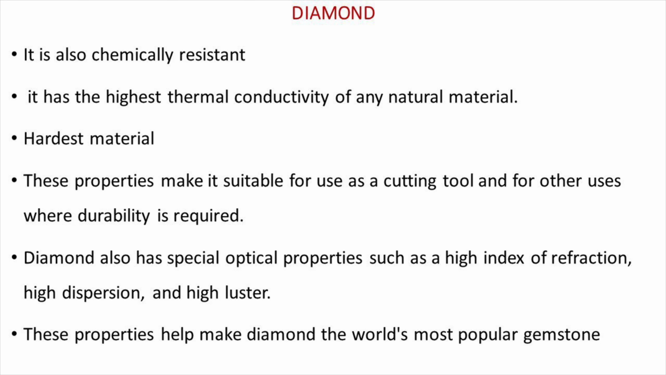Then what are the special properties of diamond? It is also chemically resistant. It has the highest thermal conductivity of any natural material. It is the hardest material. These properties make it suitable for use as a cutting tool and for other uses where durability is required. Diamond also has special optical properties such as high index of refraction, high dispersion, and high luster. These properties make diamond the world's most popular gemstone.